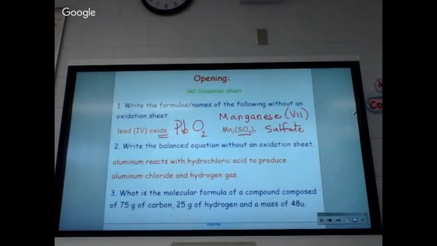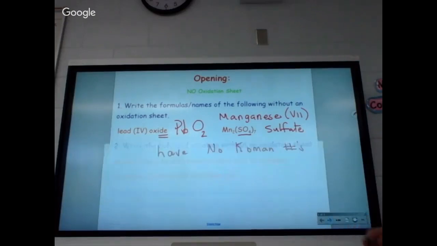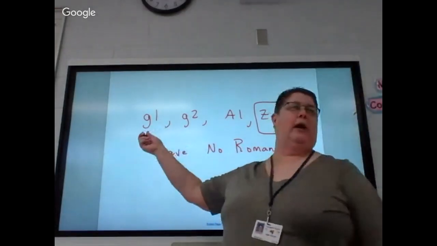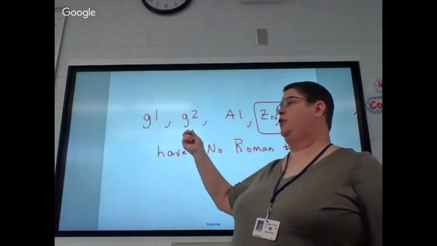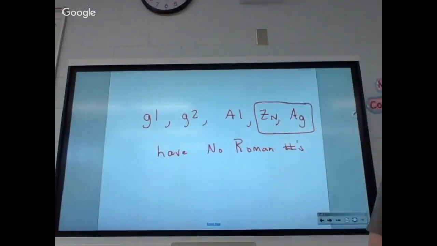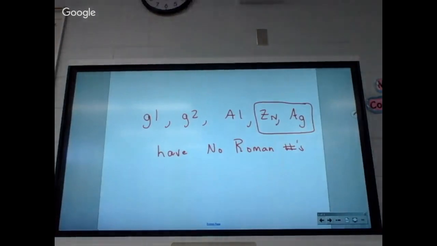Why don't they need it? Because those elements only have one singular oxidation number. And we don't use a Roman number if you only have one number. So if you look at your old oxidation sheet, everybody in group 1 only had one number. Everybody in group 2 only had one number. These 3 only had one number. Everybody else pretty much has more than one number. Okay? Those are the ones they're going to expect you to know for the exam.